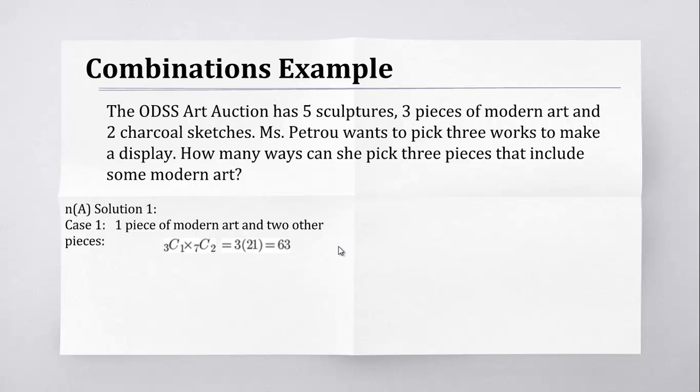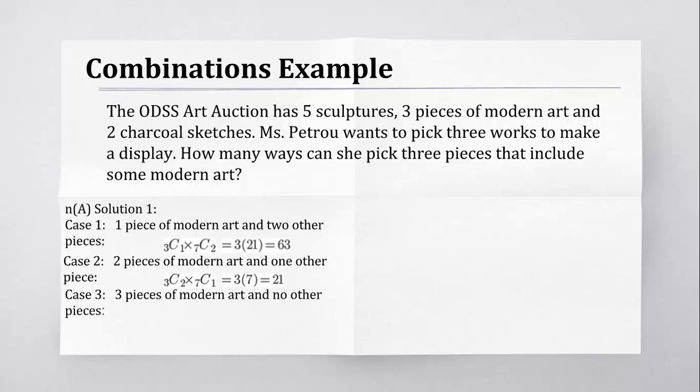That's 3 times 21, which is 63. Case 2 is where you have 2 pieces of modern art and 1 other piece. So you got 3 choose 2 times 7 choose 1. Looks very similar. You're just changing the numbers. And that's 3 times 7, which is 21.